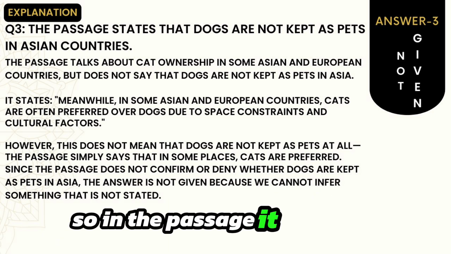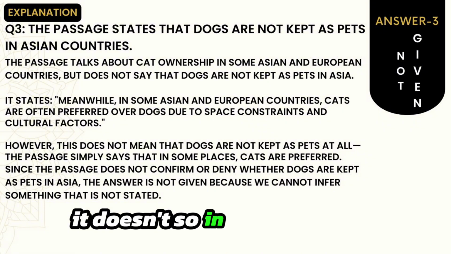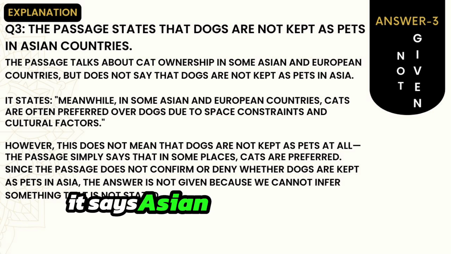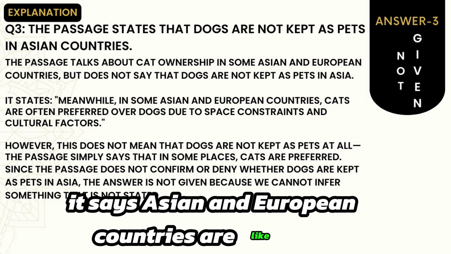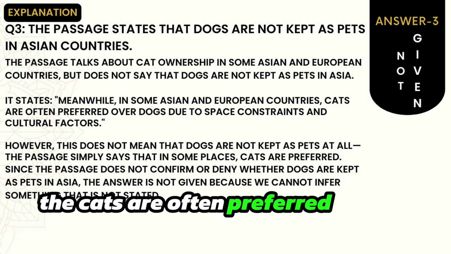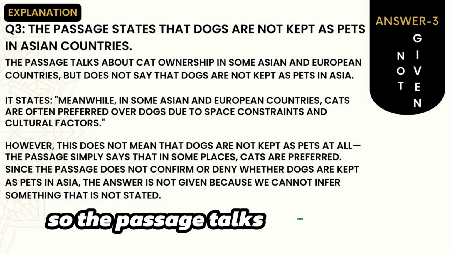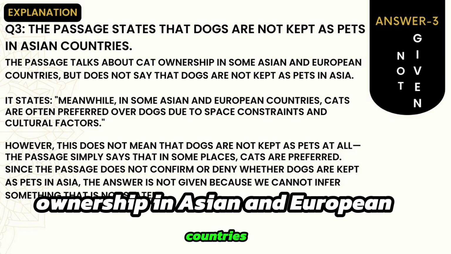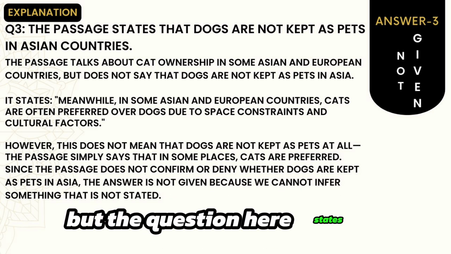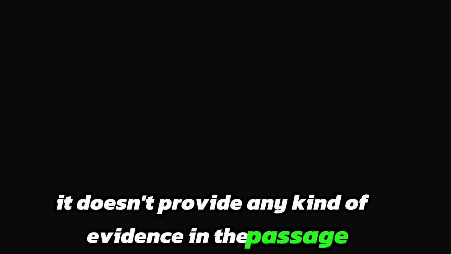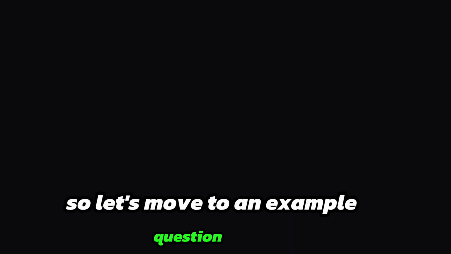So in the passage, it's not stated at all, because it says in Asian and European countries cats are often preferred over dogs due to space reasons and cultural factors. The passage talks about cat ownership in Asian and European countries, but the question states dogs are not kept as pets in Asian countries. So the passage doesn't provide any evidence for what the question is asking, so it is not given. Let's move to an example question here.